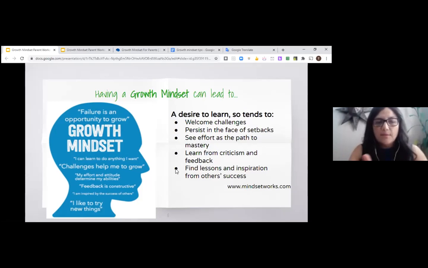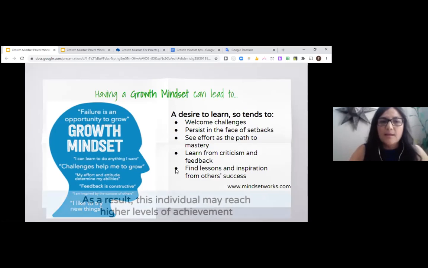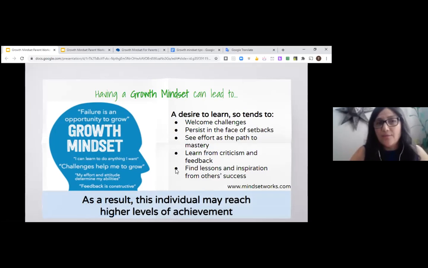And so in this image of this blue face here, this head, it captures some of the thoughts that children might be having, or even adults might be having, that have a growth mindset. So they might be saying things like, I like to try new things. Or feedback is constructive, it helps me. Or I can learn to do anything that I want to do. And so the idea is that an individual with a growth mindset will reach higher levels of achievement just because of how they approach learning, or how they approach challenges.